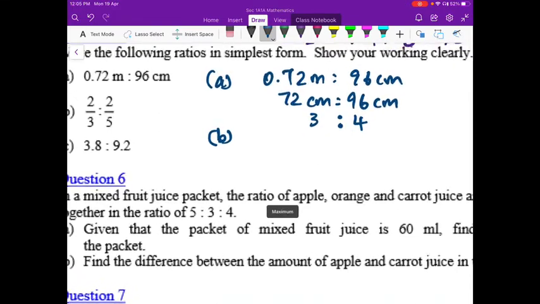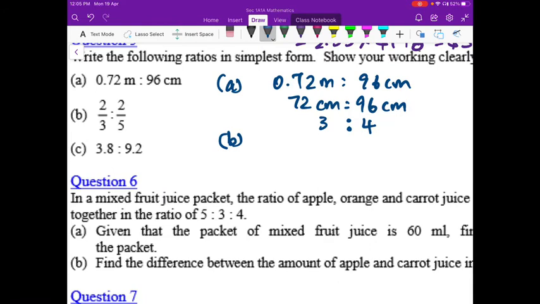Now for part B, similarly, one fraction to another fraction. Put it as a ratio. So 2 over 3 to 2 over 5. What is the equivalent ratio? Okay, anybody doesn't know how to use the calculator for this?